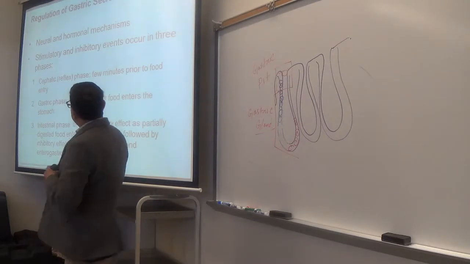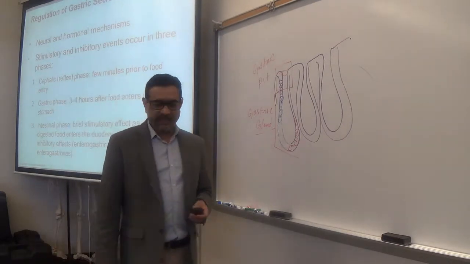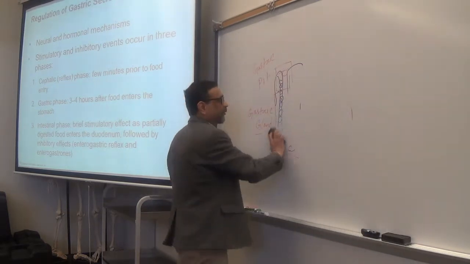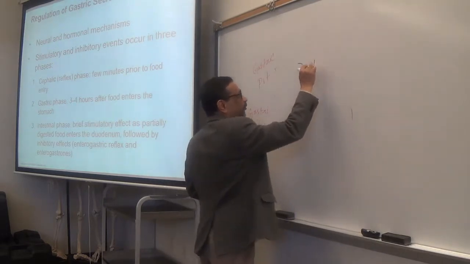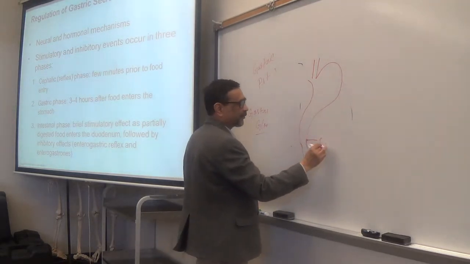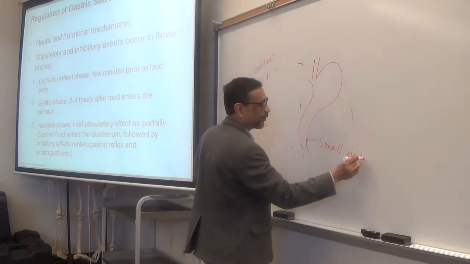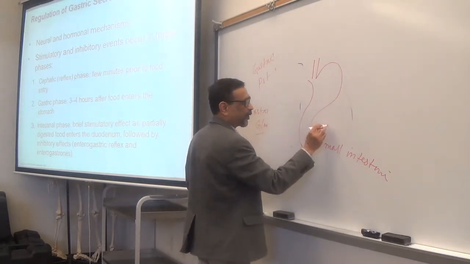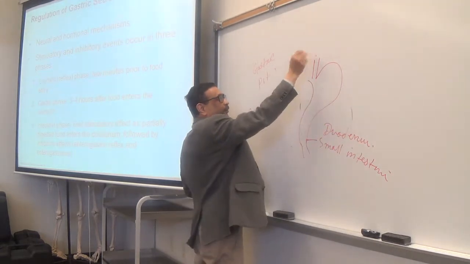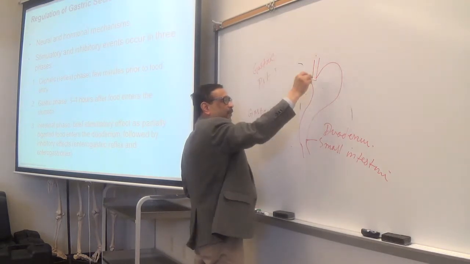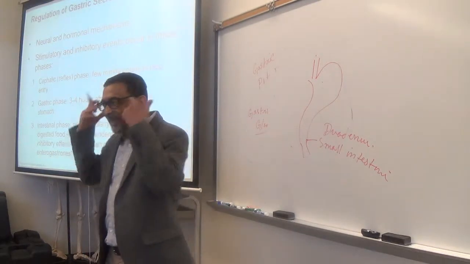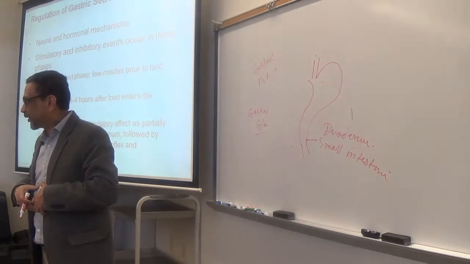Regulation of gastric secretion. I don't know if I mentioned it, but let's do it again quickly. So, this is the stomach, this is the duodenum, small intestine, first part. So, before the food enters into the stomach, when you see the food, smell the food, taste the food, or think about food, what happens? Secretion occurs in the stomach, right?